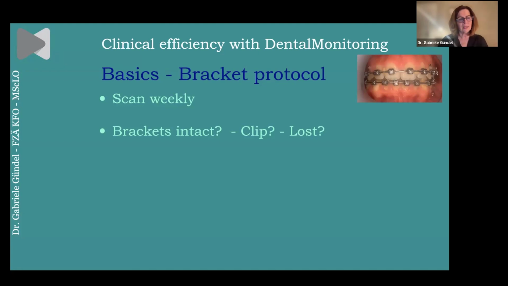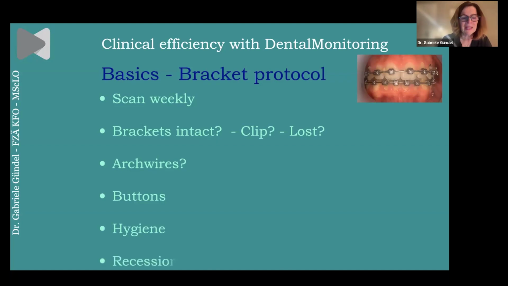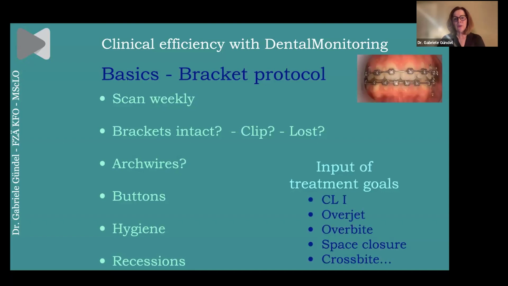Is there a bracket lost? I would like to know what is about the arch wires. Are they still inserted, or have they slipped off a bracket? What is about the button, the hygiene, a very, very important topic. Also, recessions, especially with the Damon Ultima system, we have a precise torque prescription, and we have a precise torque movement of the roots. Very important to control that we don't have any recessions.